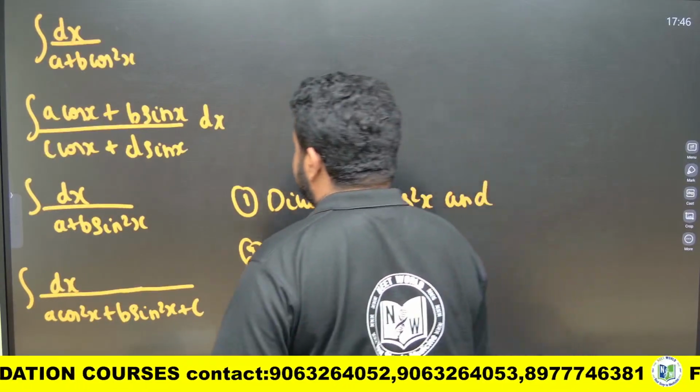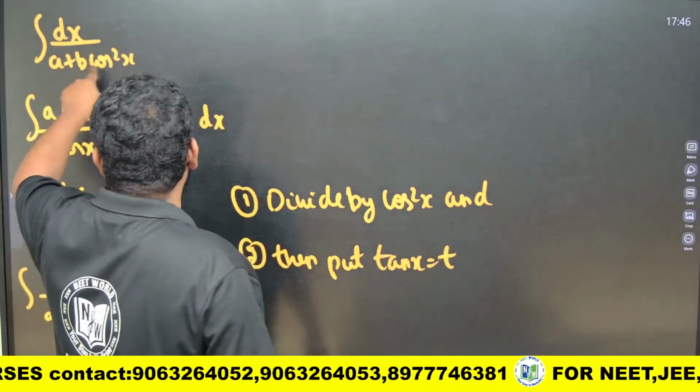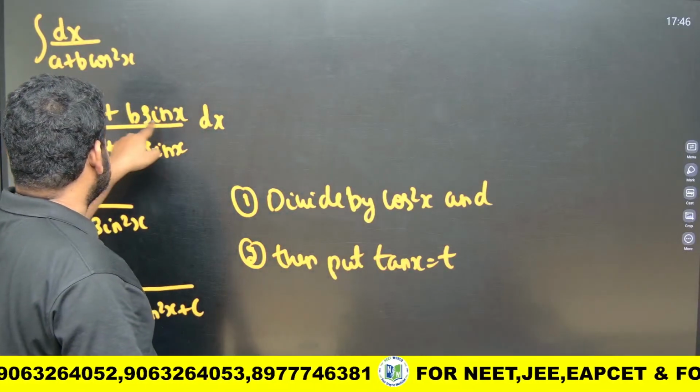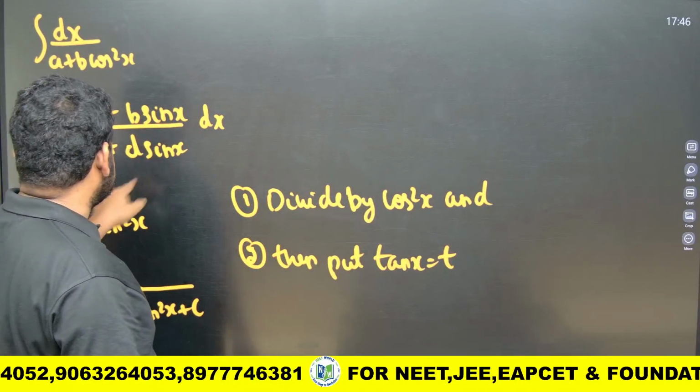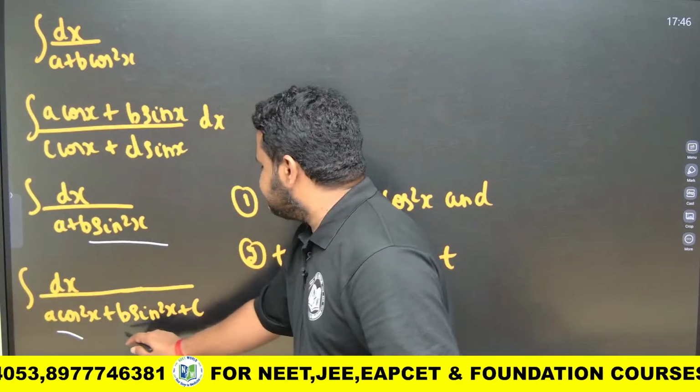Here they have given another type of question. The integral of 1 by (a plus b cos x) was linear, here they have given a cos x plus b sin x over c cos x plus d sin x, and here a plus b sin square x, and here a cos square x plus b sin square x plus c.